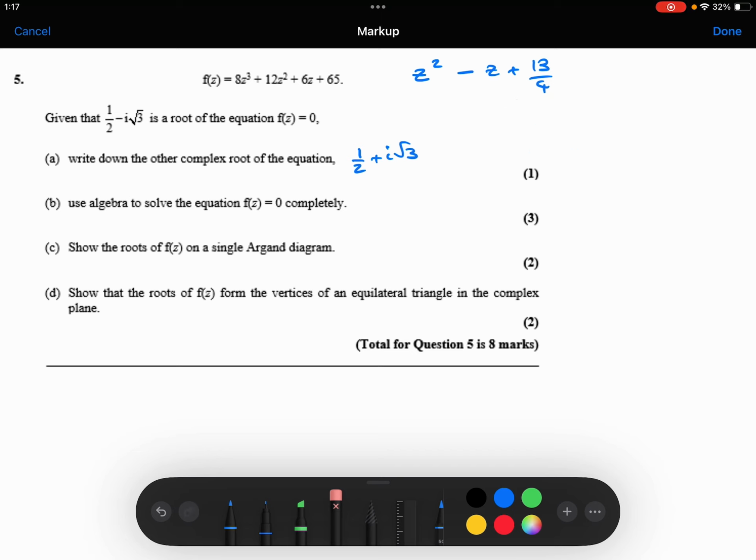So that's the quadratic factor that goes along with those two complex roots. To make my life a little bit simpler, I'm just going to multiply that quadratic factor through by 4 just to remove that fraction, remove the 13 over 4. And now I just need to find out how many times does that go into the cubic to get the third factor.